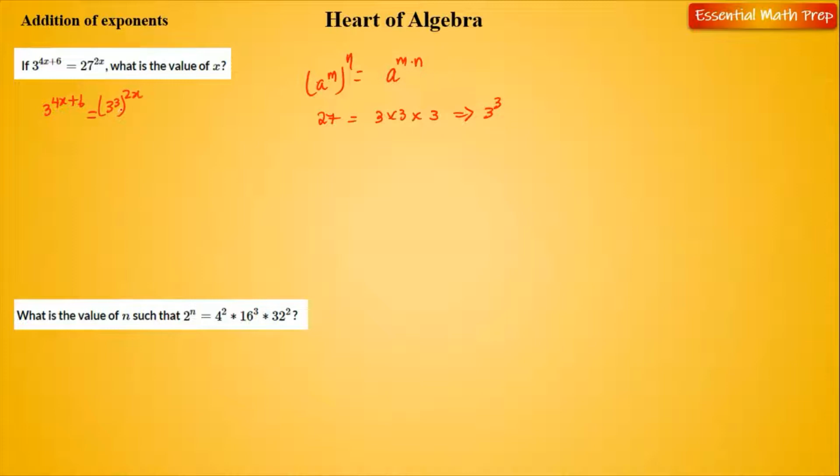Now you can apply the idea of a power m power n here, which means you have 3 power 6x, which is equal to 3 power 4x plus 6. Now, as I said before, if a power m equals a power n, then m equals n. So we know the bases are equal. That means 4x plus 6 equals 6x. If you subtract 4x on both sides, you get 2x, which implies x equals 6 over 2, which is 3.